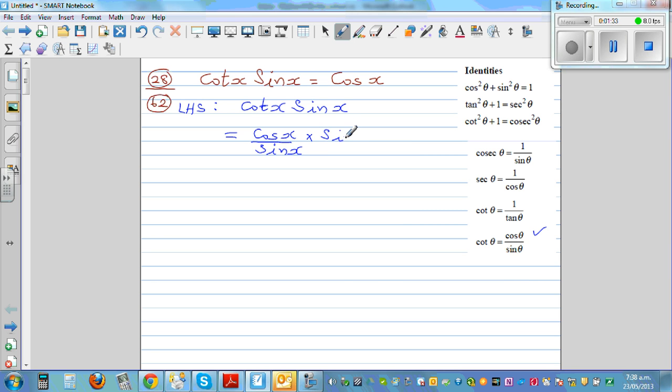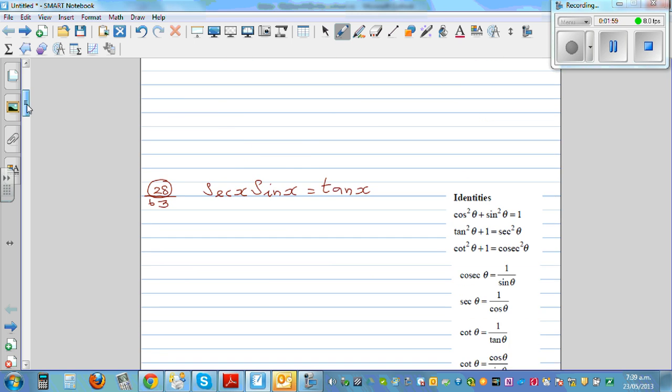If you just know how to identify the identity, this and this get cancelled, and what is left is cos x. If you know how to do this much, this is a merit level question at NCEA level 3. So this is your right-hand side. We can say left-hand side is equal to right-hand side. LHS is equal to RHS. Okay, so let's look at the next question.